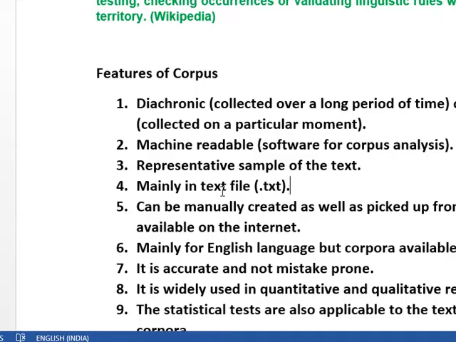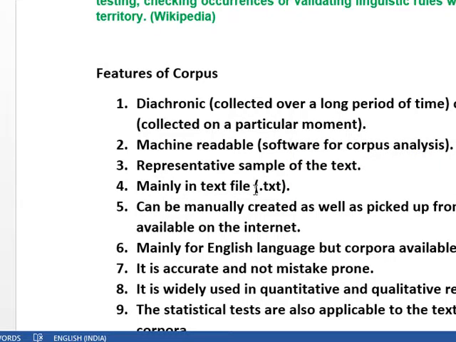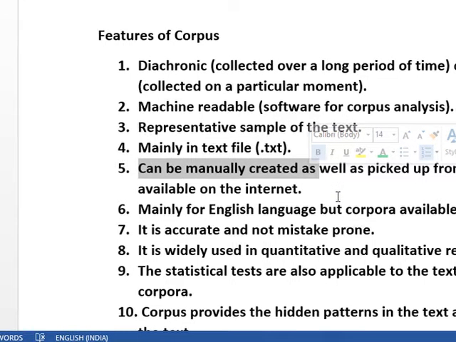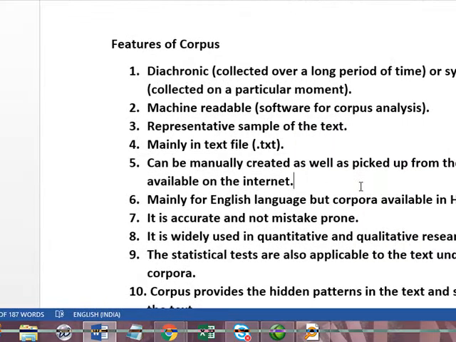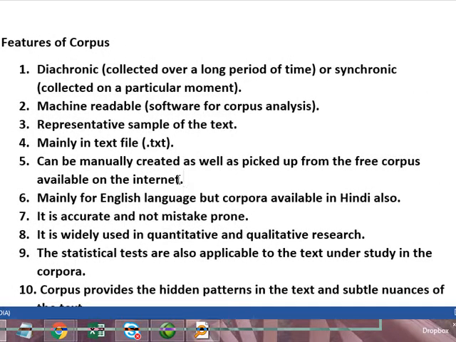This file is prepared in Notepad because it is very light in size compared to other programs. So all corpora, by default, are made in text files. The fifth feature is that a corpus can be manually created, like we just did with net neutrality, as well as picked up from the free corpora available on the internet.